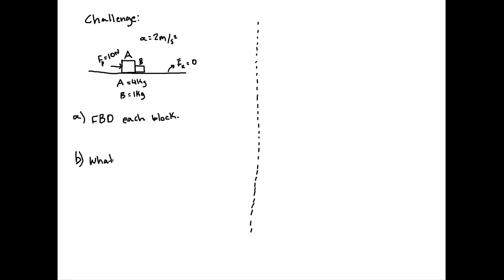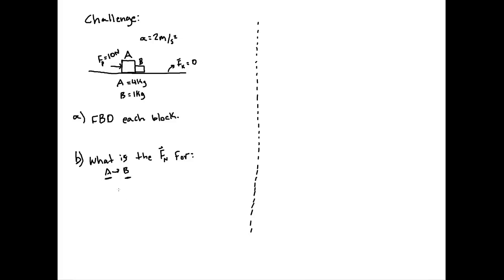Okay. Now, in relation to part A, part B, I want you to find out the normal force for two things. For block A against B, in other words, what is the magnitude of the normal force felt by B? And I also want to know what's the magnitude of the normal force felt by A.